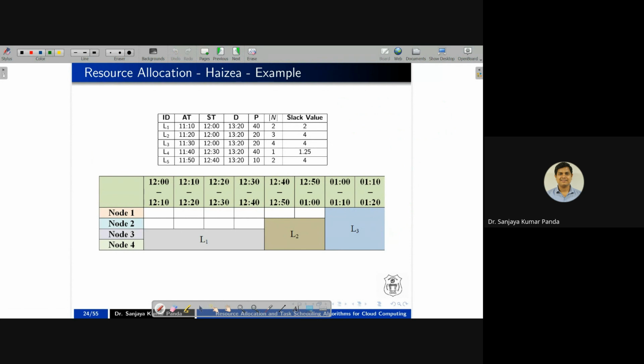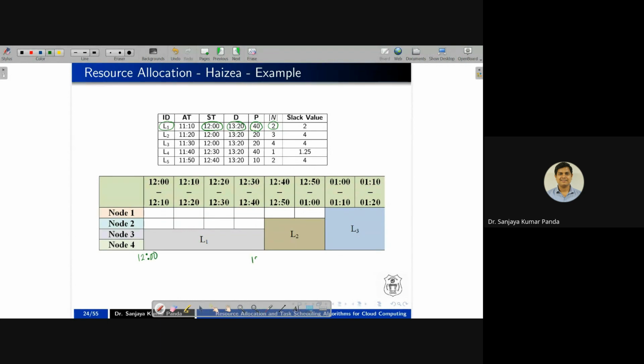In this slide, you can see there are 5 different leases. Their arrival time, start time, deadline, period, and number of nodes are given. Now coming to L1, what is L1 asking? L1 is asking within the time 12 to 13:20, for a 40-minute slot, and the number of nodes required is 2. I have assigned node number 3 and node number 4. It has to start at 12, and it requires 40 minutes.